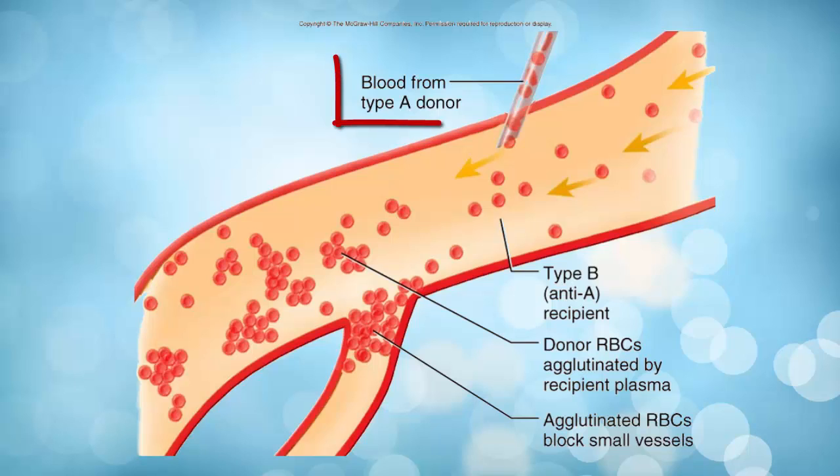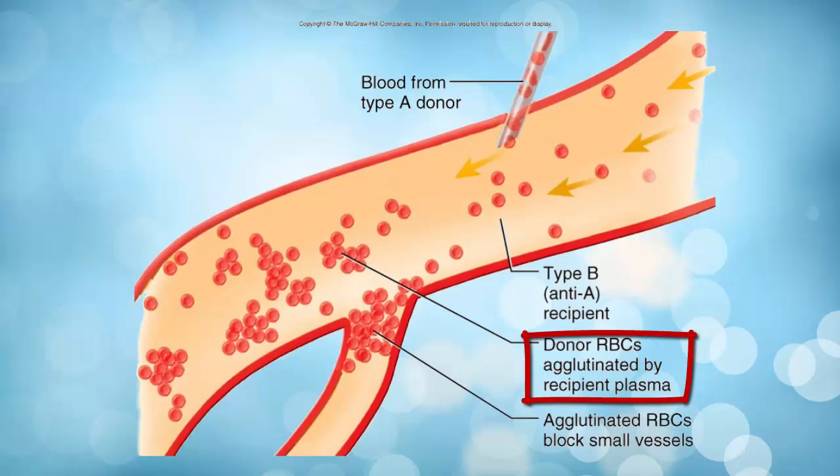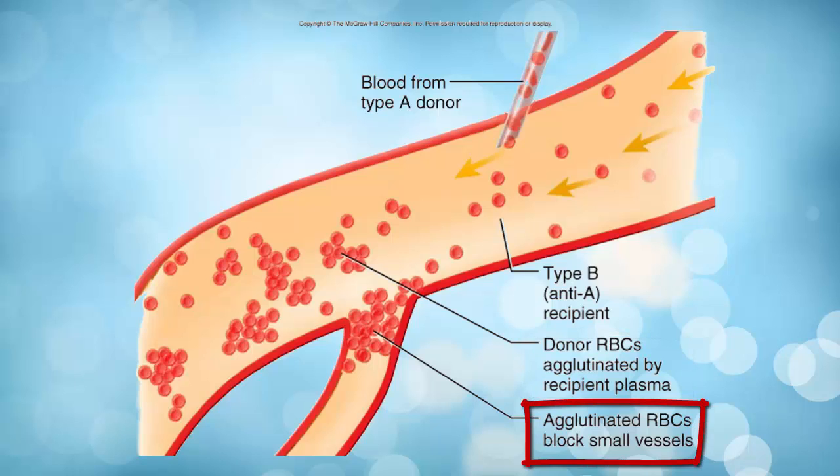In this example, we have type A donor blood being transfused into the bloodstream of a type B recipient. The recipient has anti-A antibodies circulating within their bloodstream, which will bind to the foreign red blood cells, causing them to clump. Two major problems will arise from this. The clumped red blood cells will block smaller blood vessels, cutting off the blood flow to vital tissues. Also, these red blood cells will be attacked by the immune cells, breaking them down and freeing the hemoglobin, which will be released into the bloodstream. This hemoglobin is toxic to the kidneys.